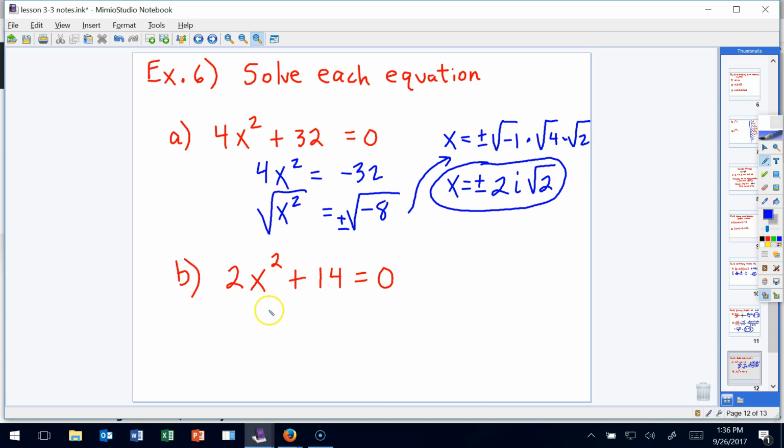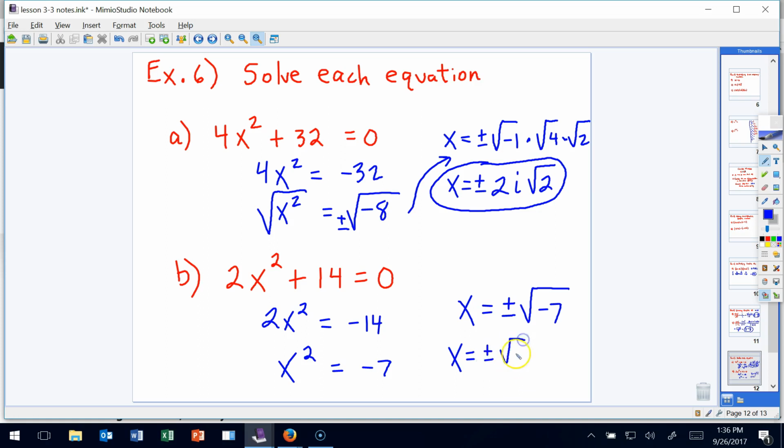Letter B, we're going to subtract 14 first. Then we're going to divide by 2. Square root of both sides. Don't forget plus minus. And now we're going to simplify the square root of this negative number. Well, you can think of it as the square root of -1 times the square root of 7. And the square root of negative 1 is i times the square root of 7. That's the answer for letter B.